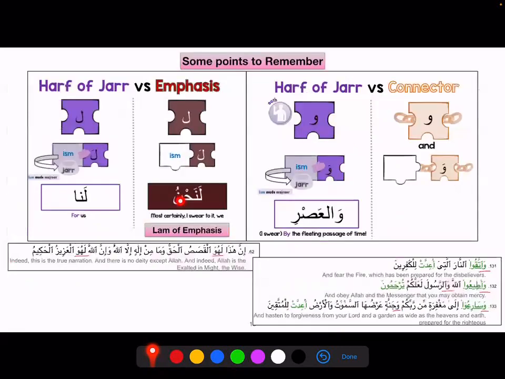Okay, so moving on. Again, as I said, waw can be harfu jar and waw can be the connector or something else. And the same is the situation with the lam. Lam can be harfu jar, and lam sometimes can be lam for emphasis. This is new for us over here. And you know this nahnu, what kind of pronoun is nahnu here?